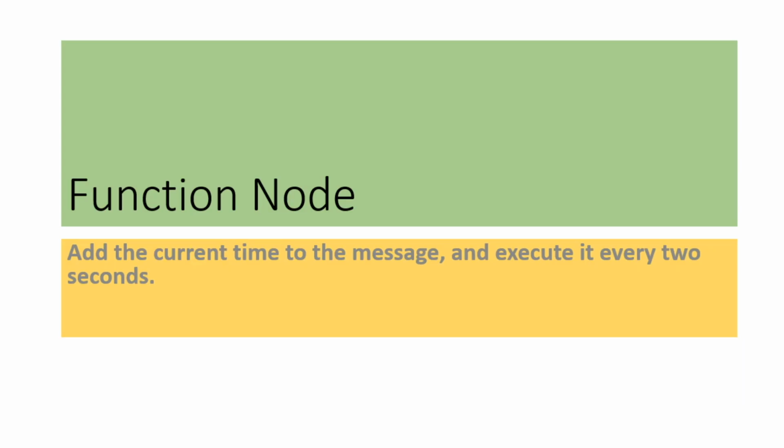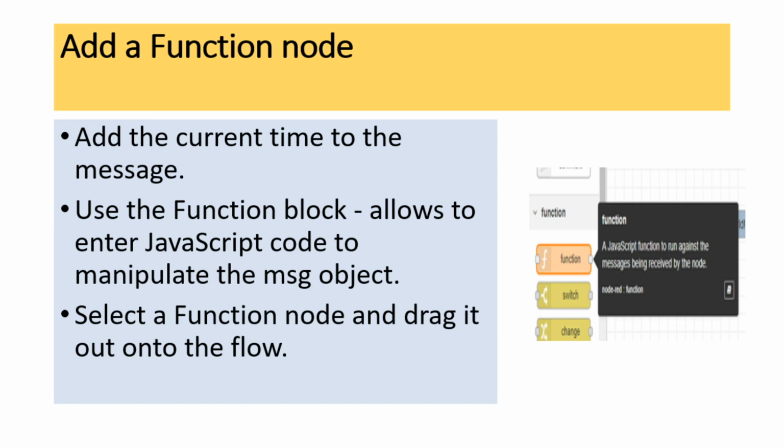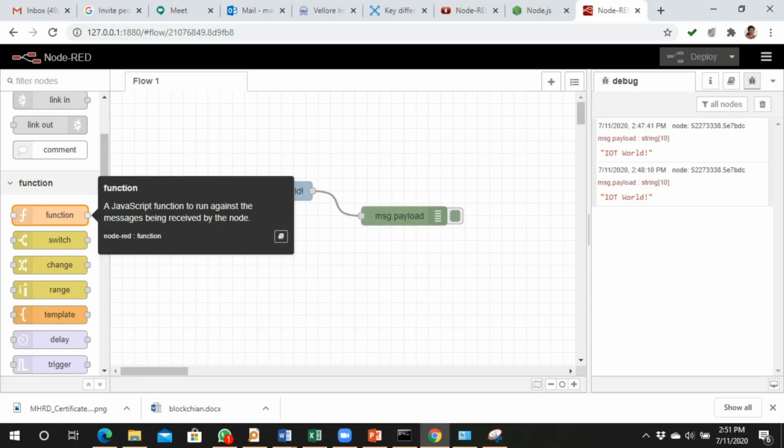In order to include functions, we have a function node. Here we are going to explore how to incorporate the current time into the message and how it gets executed every 2 seconds. To add a function, again go to the left hand side of the node palette and click the function node. This function node takes JavaScript as the functionality code. Just drag it and place it in the editor window.